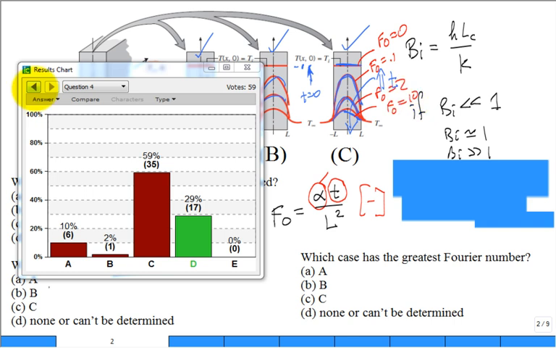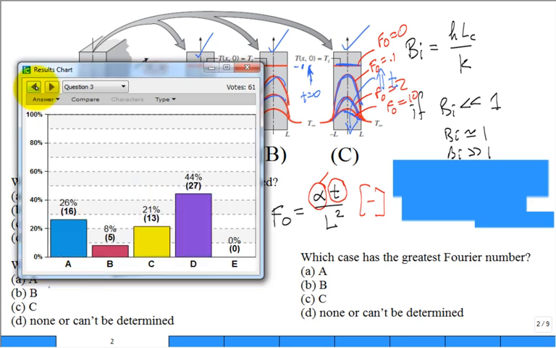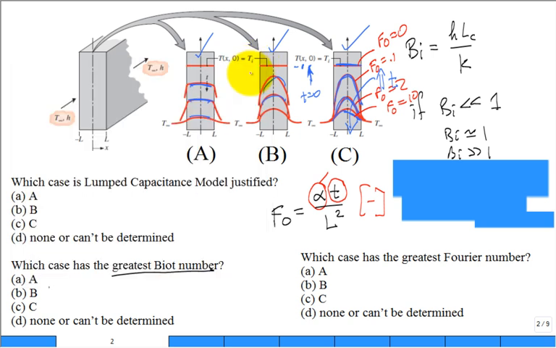So let's go back and see: 29% after discussion. Oh, come on. You guys were... I made you dumber. What happened? That hurts. That hurts.